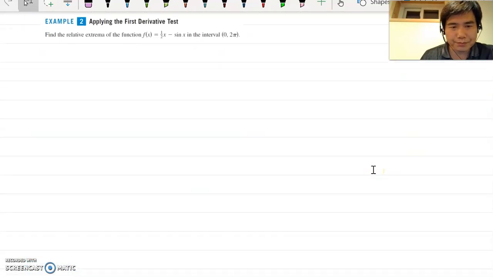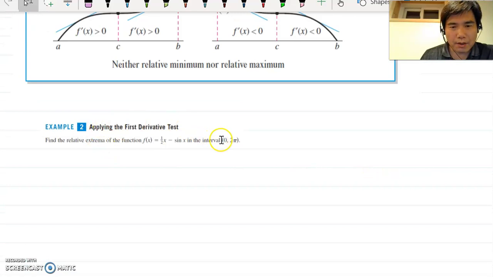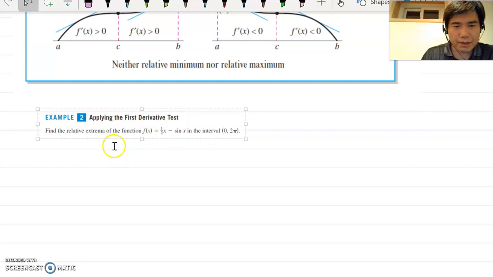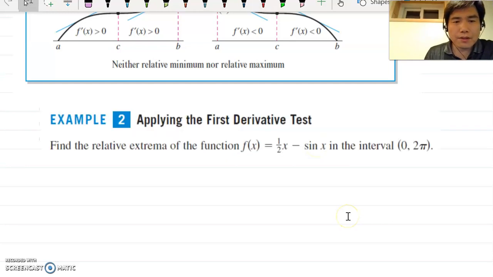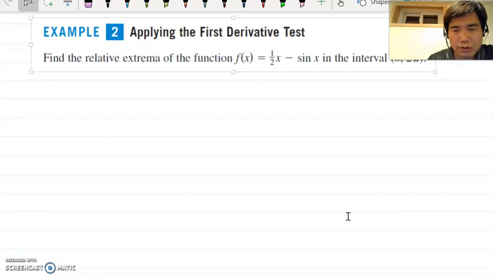I'm going to make it a little bigger. Find the relative extrema of the function f(x) equals 1 over 2 x minus sin x in the interval 0 to 2 pi. Okay, so let's try to do this problem.